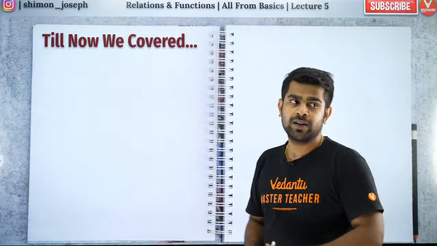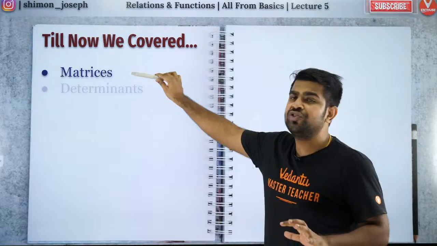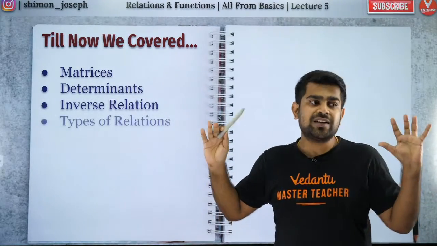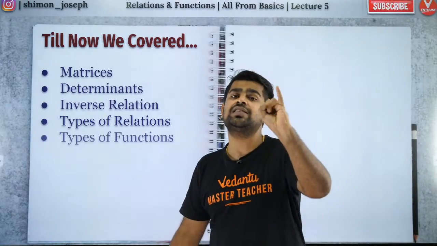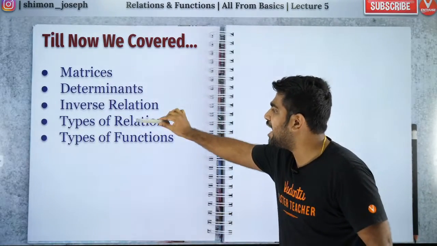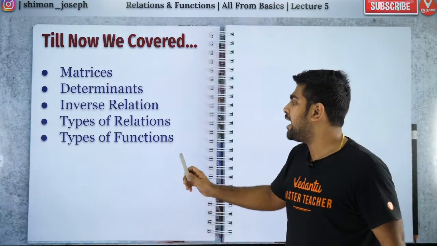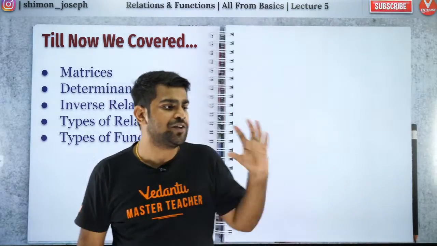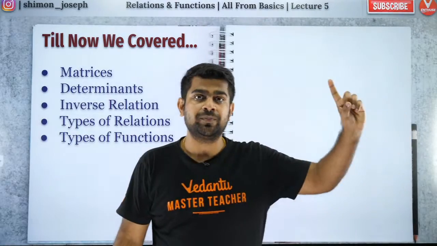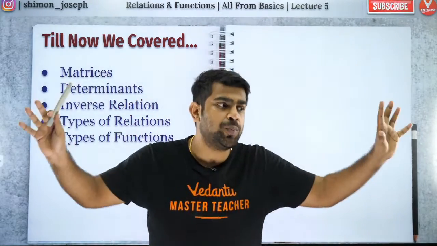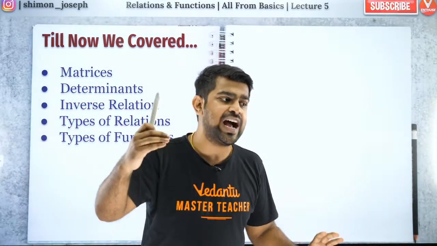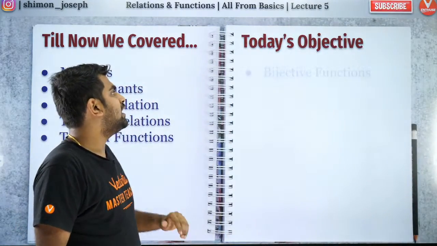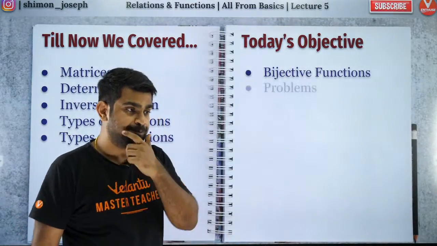Are you all ready? So till now we have covered 2 chapters completely. Matrices and determinants are over. Then after that, I started off with relations and functions. So now I completed relations part, and we are now looking at functions. In the last class, I taught you guys what is one-to-one function, what is onto function. So those 2 parts are clear to you. Now in today's class, I'm going to move forward. I'm going to take it up one scale higher. I'm going to teach you bijective functions.